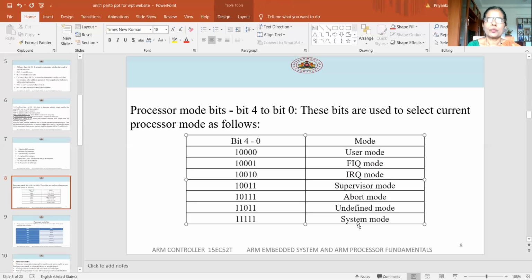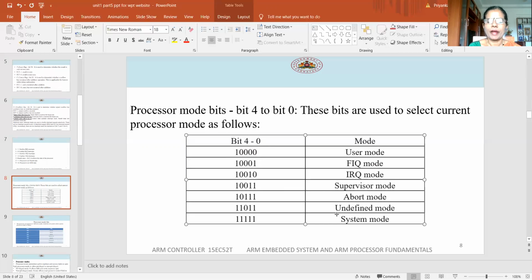In bits 0 to 4, you can see here 1 followed by 4 zeros. 10000 indicates the user mode. If you enter 10000 in bits 0 to 4, it goes to the user mode. If you write 10001, it goes to the fast interrupt request mode. 10010, it goes to the interrupt request mode. 10011, supervisor mode. 10111, abort mode.